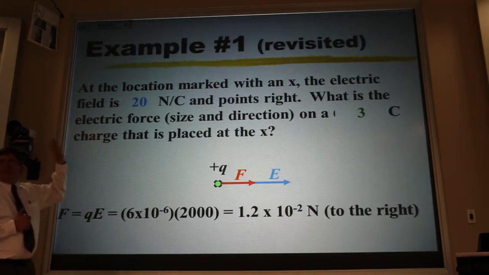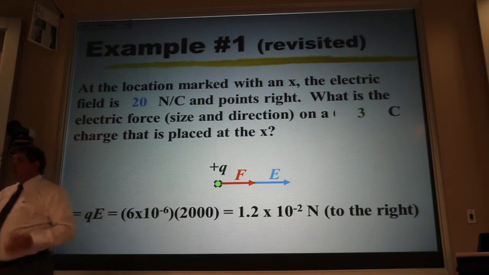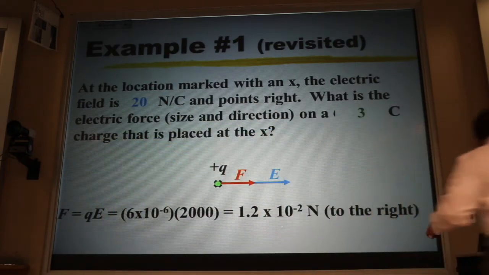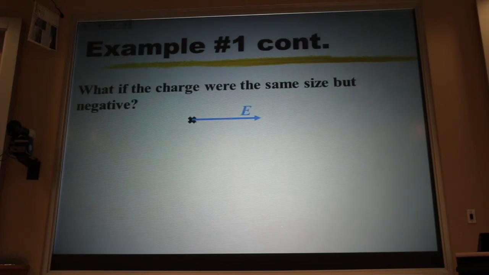If this field is pushing with a force of 20 newtons on each coulomb, and I have 3 coulombs, what's the total push? 60. That's all it is. How much are you going to pay for your tank of gas? That 20 is the rate. $20 per gallon. That's in Europe. And I want 3 gallons. Well, that'd be 60. We got that.